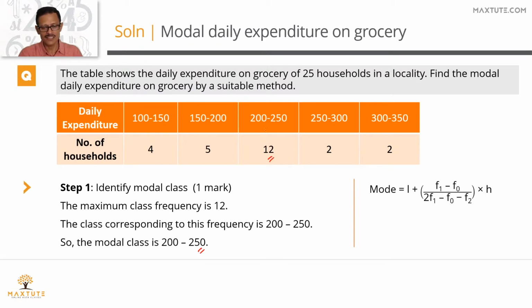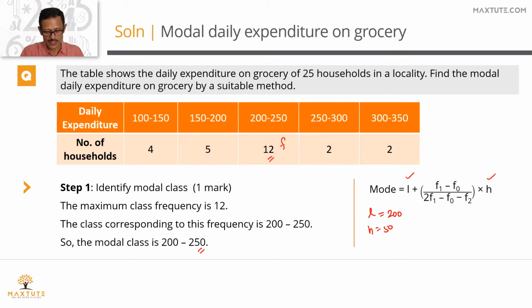Right? The modal class is 200 to 250. L stands for the lower limit of this modal class. The modal class is 200 to 250, so its lower limit is going to be equal to 200. What is H? H is the size of the class. Each of these classes has a size of 50. So H is equal to 50. Right? These two we have done, L, we have done H. What is F1, F0 and F2?